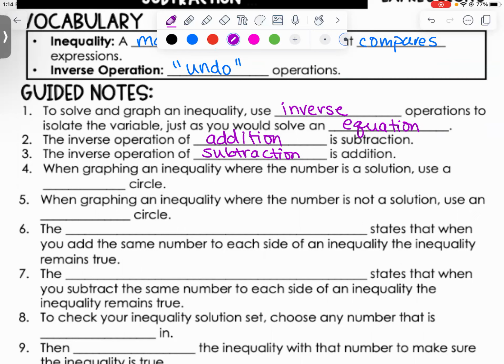That's fine. All right. Now, if we have an inequality where the number is a solution, what kind of circle do we use? Close. Close. We want it to be included. But if the number is not a solution, that is when we use an open circle.